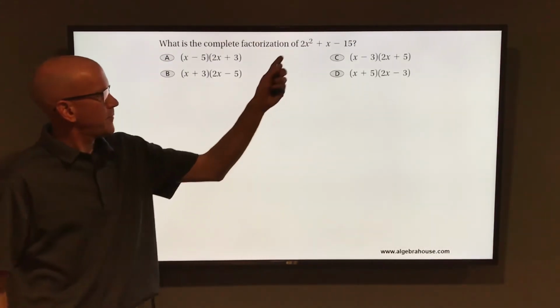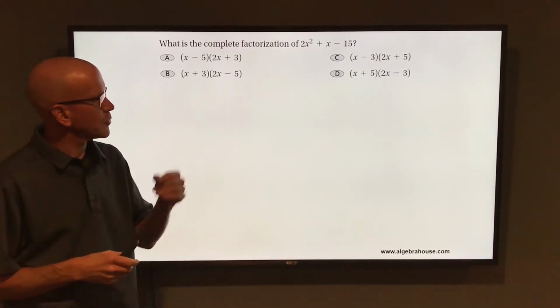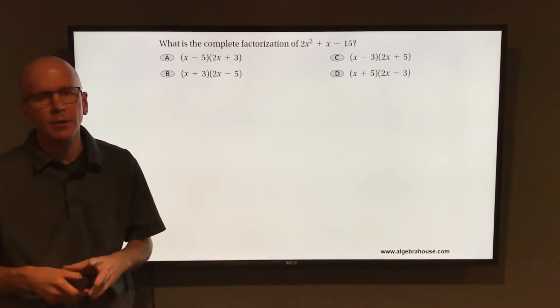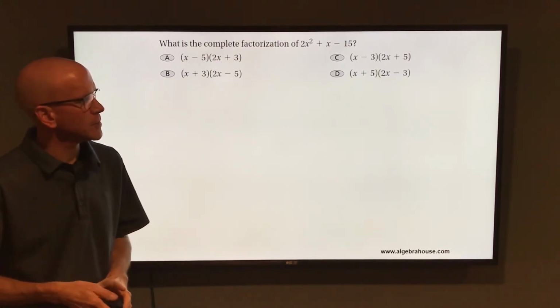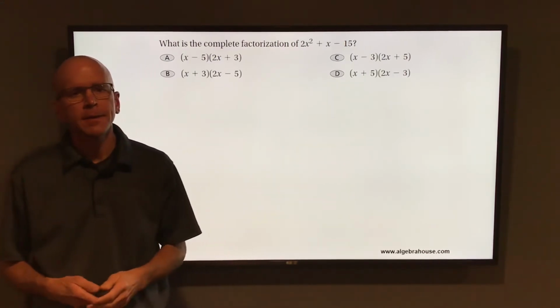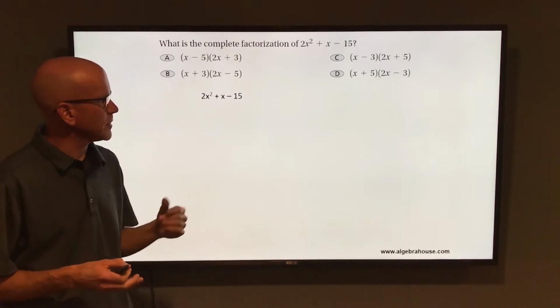What's the complete factorization of 2x squared plus x minus 15? Now, a lot of people, when they see multiple choice like this, they want to go through and multiply each one using the FOIL method or distributive property. Well, yes, that will work, but also that eats up a lot of time, especially if the answer you're looking for is the last one. You're still better to do factoring by grouping. You're much faster that way, more efficient.